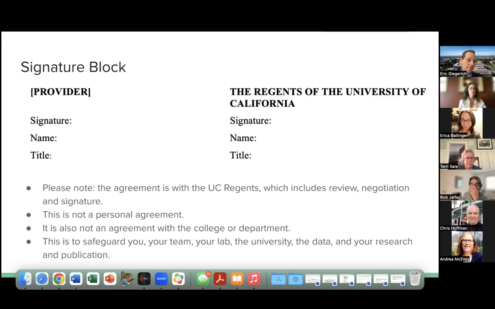We're very happy to put into the preamble, for example, or even to put in a title way up on top, something that highlights or foregrounds your department, your center, your institute. If those kinds of PR optics are important, we'll put it in, not a problem. It's not a legal matter, it's an optical matter. But legally, the party is the regents of the University of California. And again, this is all to safeguard you, your team, your lab, the university, the data, your research, and your publication.